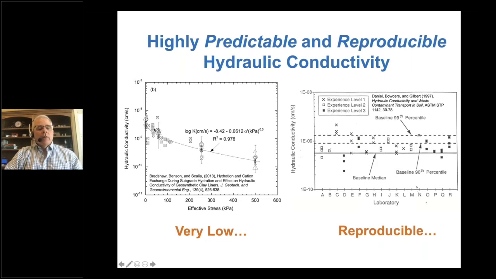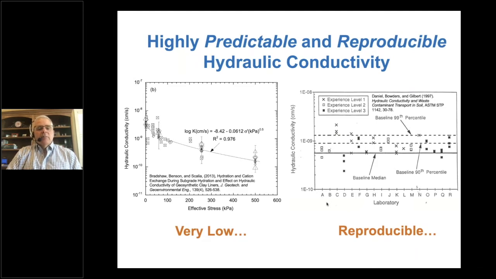And it was remarkable, with all the different products and all the different conditions, how similar the hydraulic conductivities are. They tend to be very low and very reproducible. I show on the right an example of the reproducibility. This was a really neat round robin study that Dave Daniel and some of his colleagues did a number of years ago, where they took GCL samples and sent them out to different laboratories, evaluating both the reproducibility of the lab and the variability in the product, and found highly reproducible hydraulic conductivities.